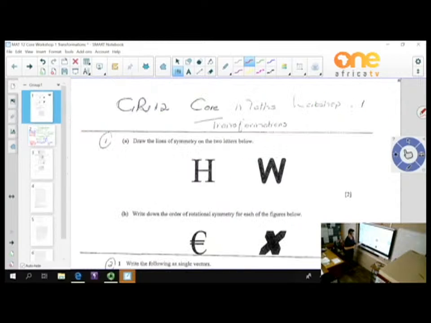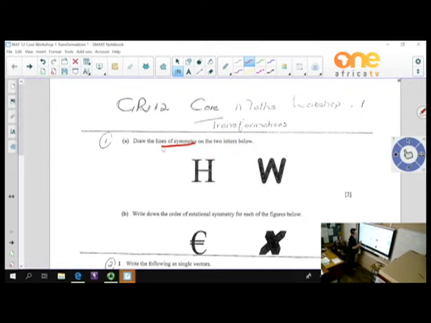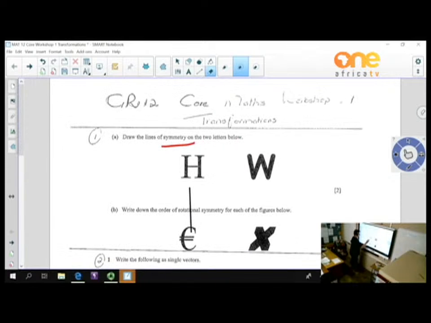Right, so if we look on our worksheet now, the first question says, draw the lines of symmetry on the two letters below. That means you must be able to fold it so that it looks exactly the same. So the first one's line of symmetry might be here, and here. This one will only have one line of symmetry right there in the middle.